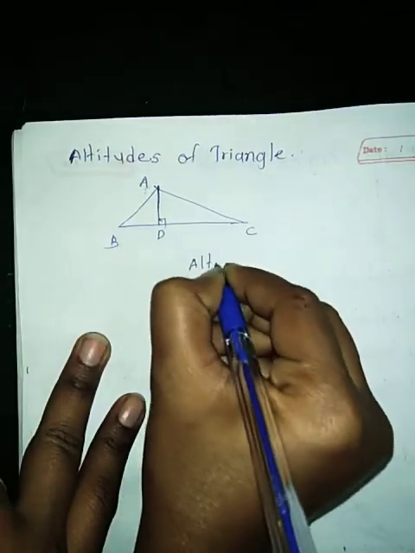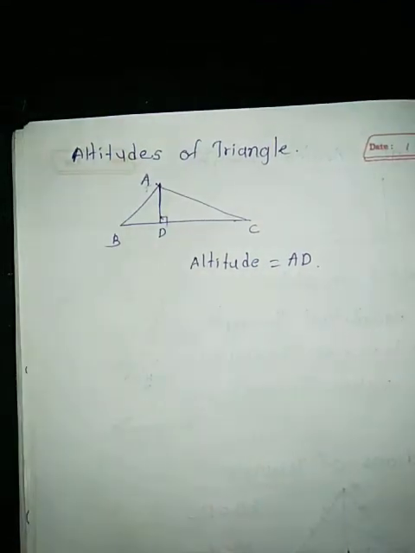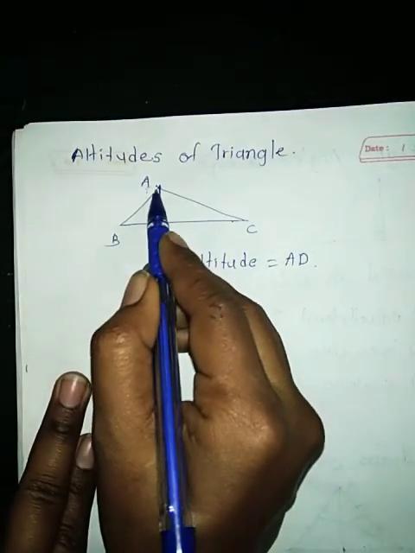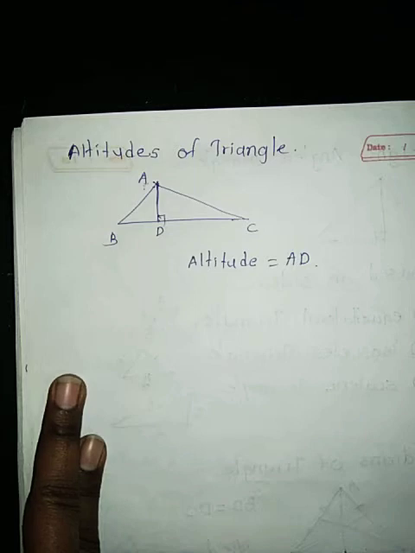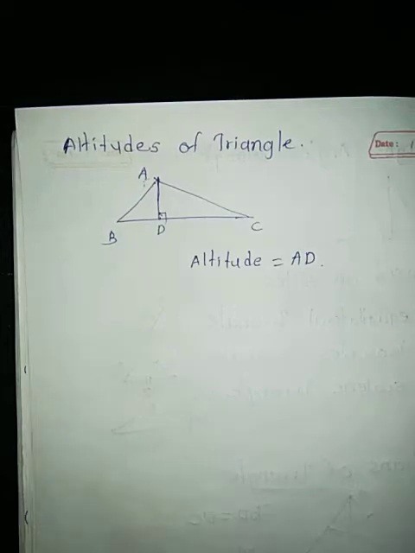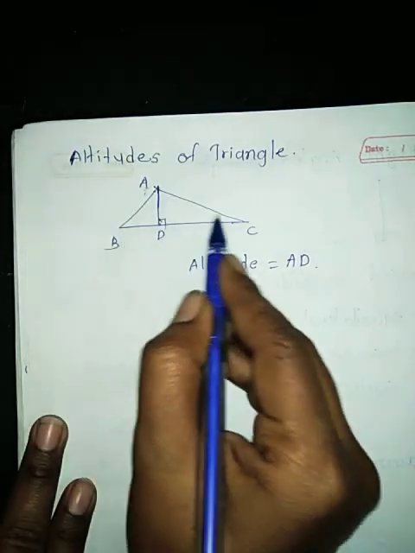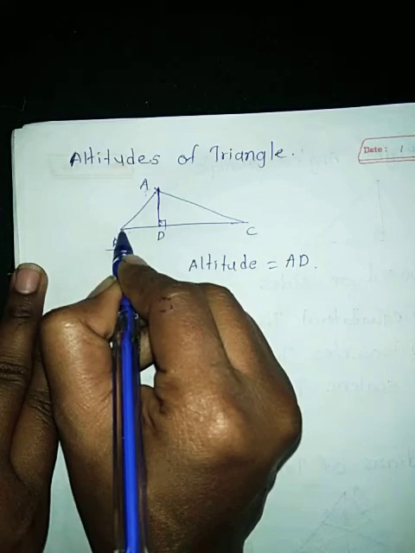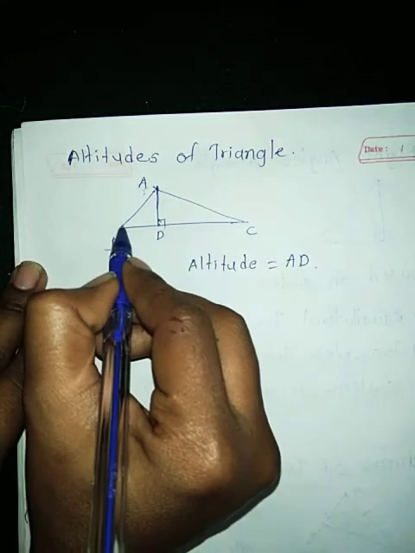So altitude is equal to AD. The altitude has one point as a vertex and another point on the opposite side of that vertex, and it makes a perpendicular on that side. That is nothing but the altitude. Now altitudes can be drawn from these three points also. If I want to draw the altitude from B to AC, then see.